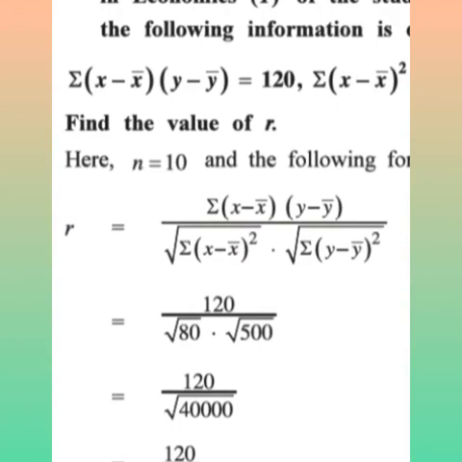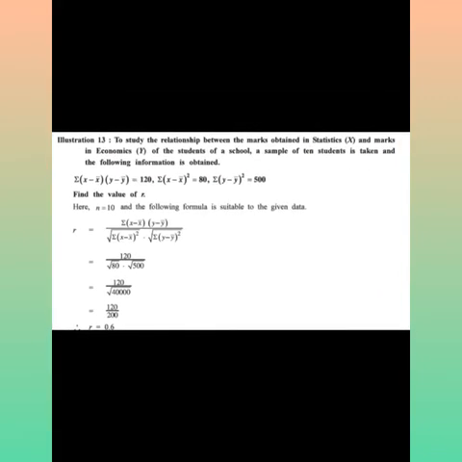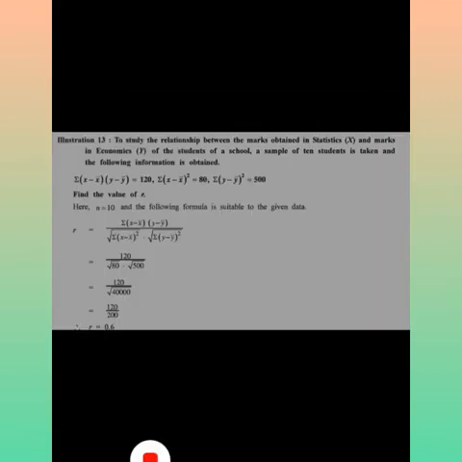All the values from the above, just put it over here, solve it, you are getting your r to be 0.6. As this is the short sum, no need to write its interpretation. The interpretation you would find is only for the long sums. That is how we do our example number 13.